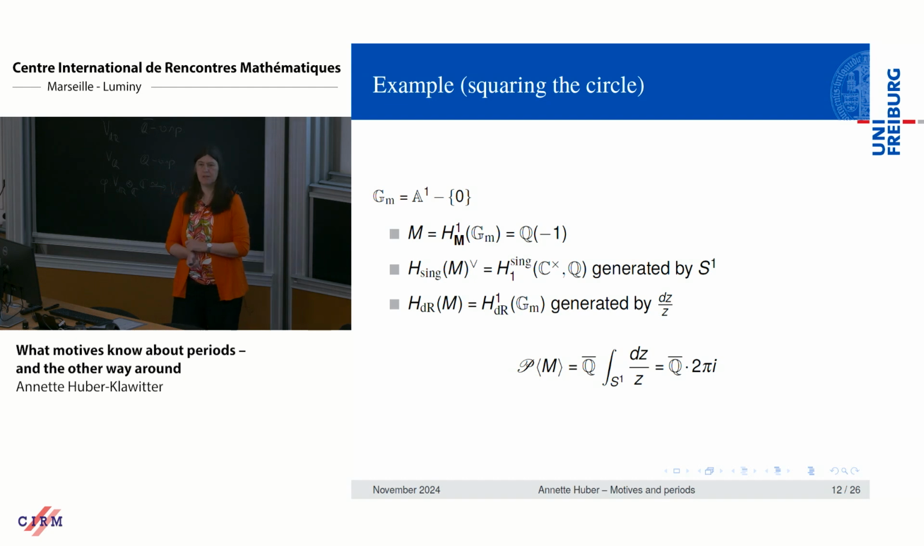Ask a silly question. Sure. You represented Q(-1) as H1 of Gm, but that's not the only possible way to represent it. Yeah, but you still get the same. You always get the same. If it's the same motive, then you always get the same.